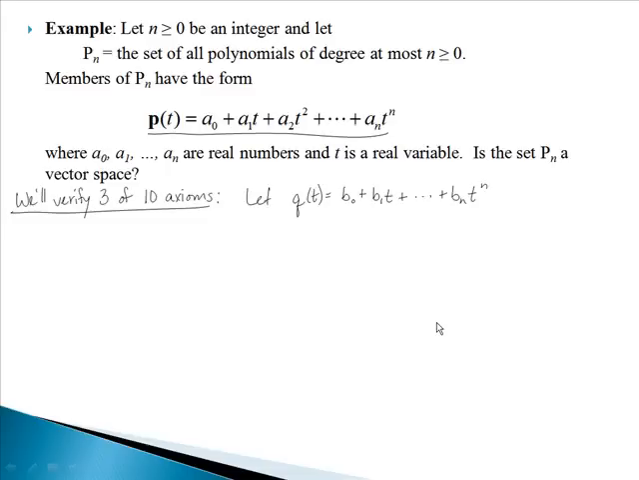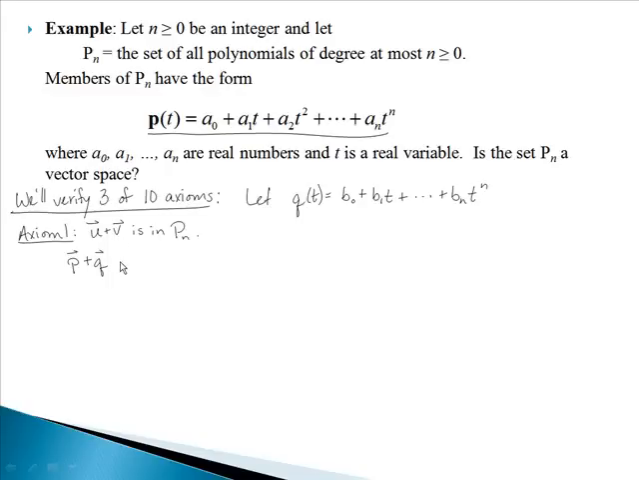So first, let's define another vector in this set. We're going to say q of t is equal to this polynomial, where our real number coefficients are b sub 0 through b sub n, and t is still our variable. So this is another vector in the set. And first we're going to look at axiom 1 and show that it is true. Remember that axiom 1 said that the sum of two vectors that are in the set to begin with is in the set P sub n. So we'll check to see that that's true.